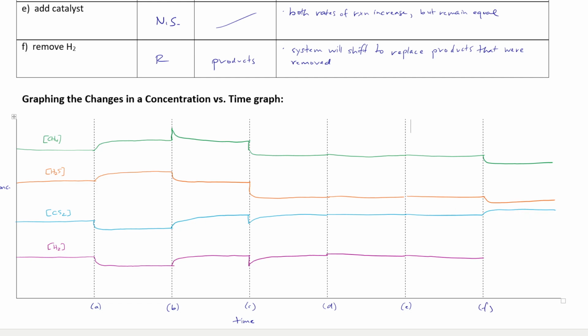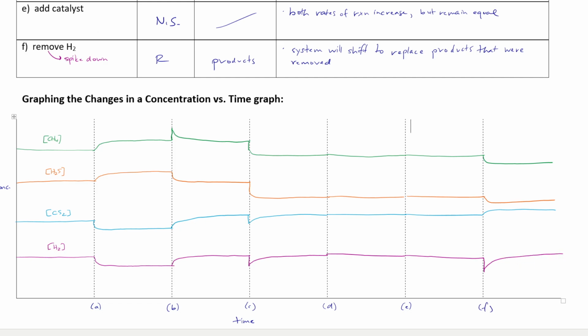Now with H2, let's make a little note to ourselves. If we remove H2, then that will be a spike down because we are removing H2. So we decrease in concentration initially, and then the system restores that concentration.